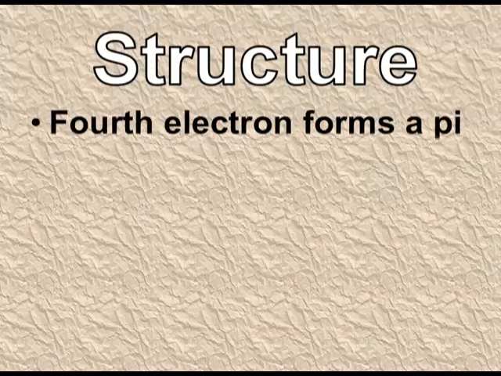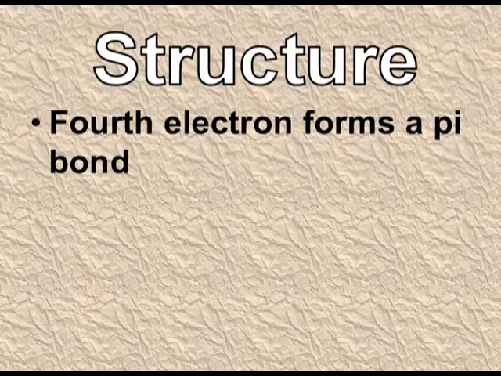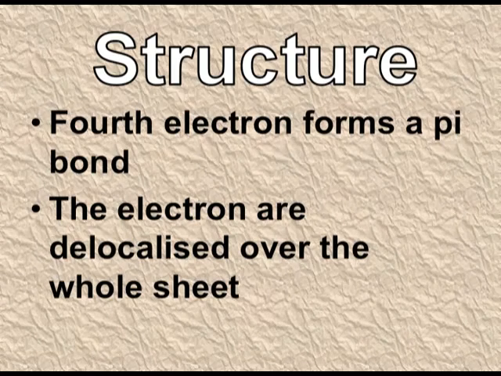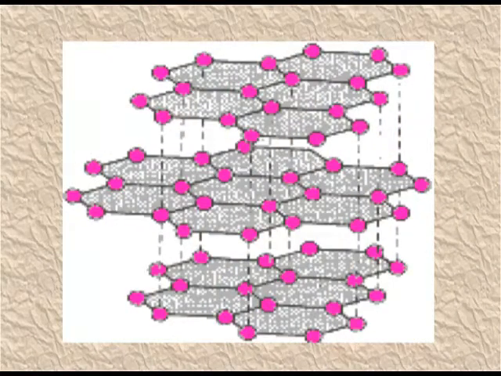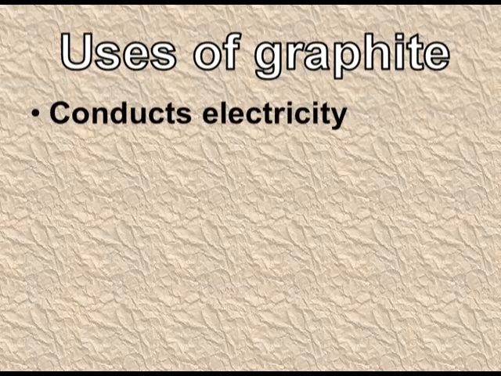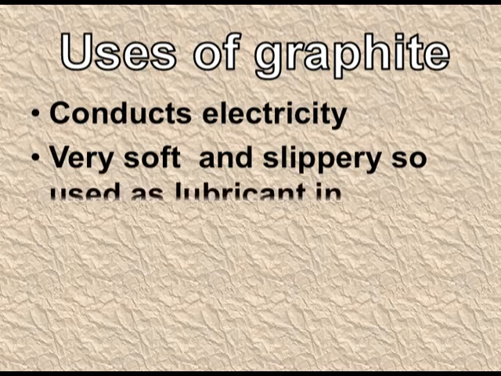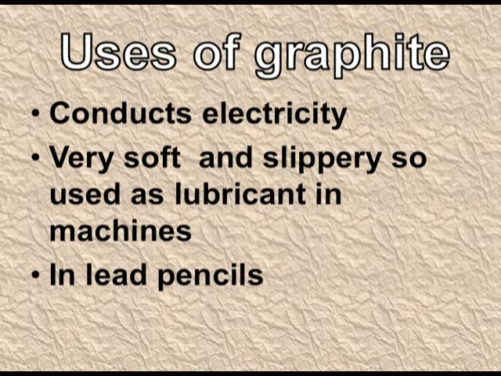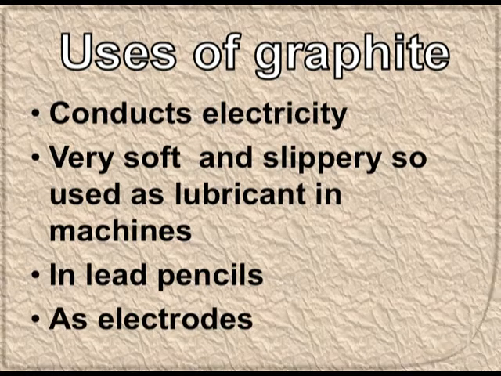The fourth electron forms a pi bond. The electrons are delocalized over the whole sheet. Uses of graphite: it conducts electricity, and is very soft and slippery, so it is used as a lubricant in machines, in lead pencils, and as electrodes.